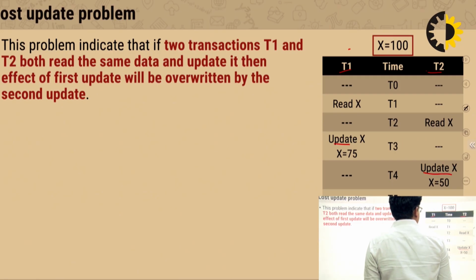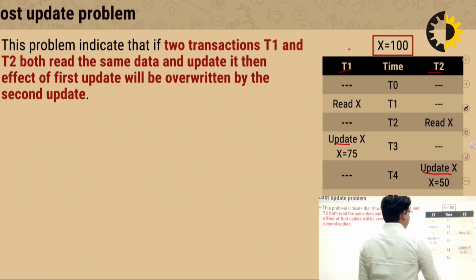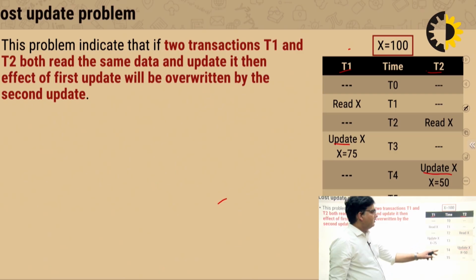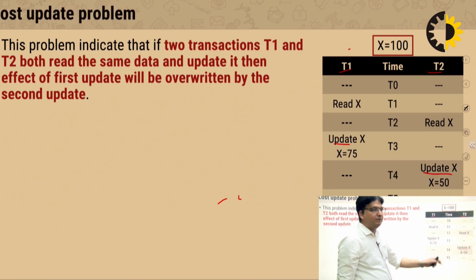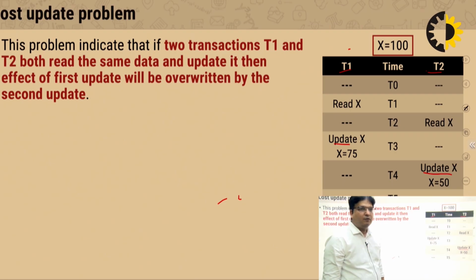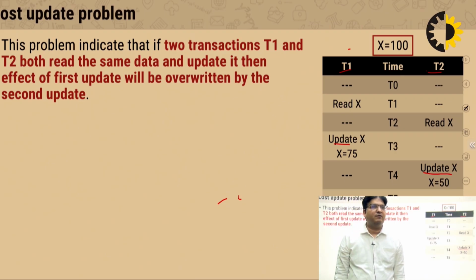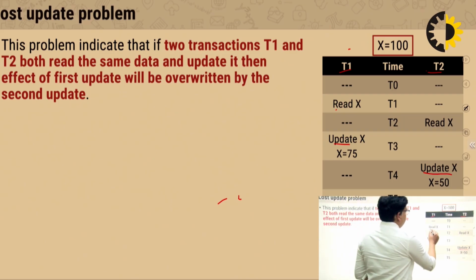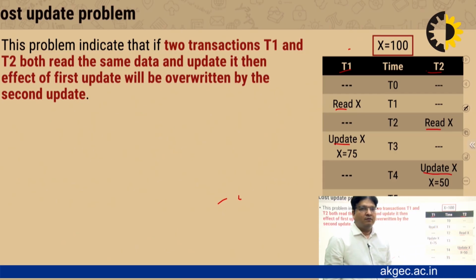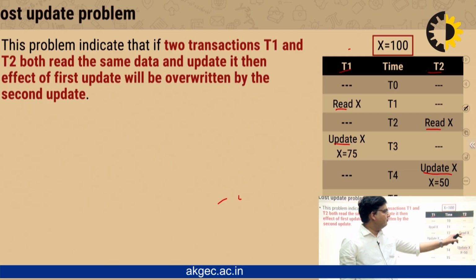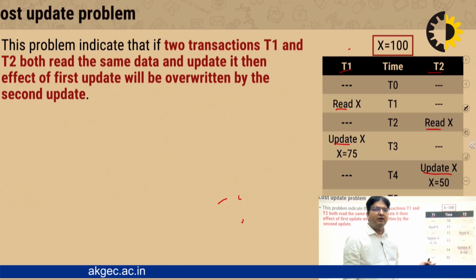Now we are seeing that the update done by T1 has been overwritten by the update done by T2. Both of the transactions have read the same value, because there is no write operation between the read operation of T1 and the read operation of T2. So both of them are reading the same value. Thereafter, after the reading of X by T2, T1 updates the value and thereafter T2 updates the value. There is again no read in between them.